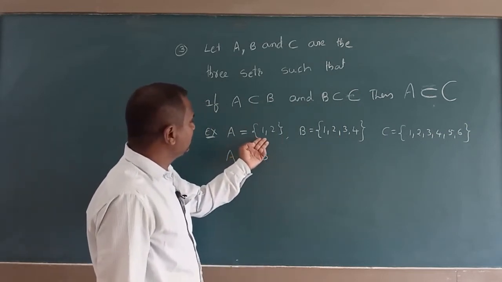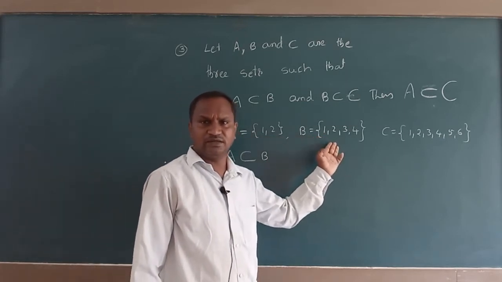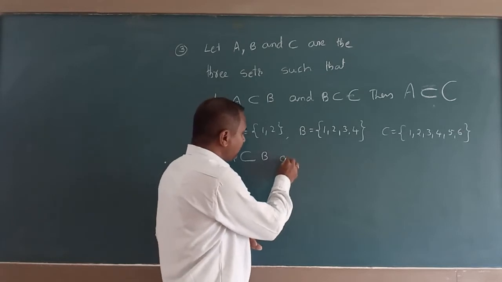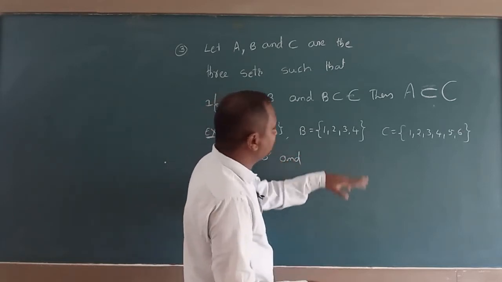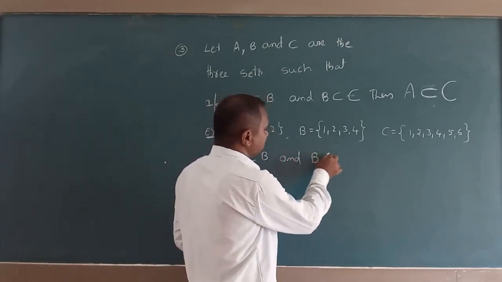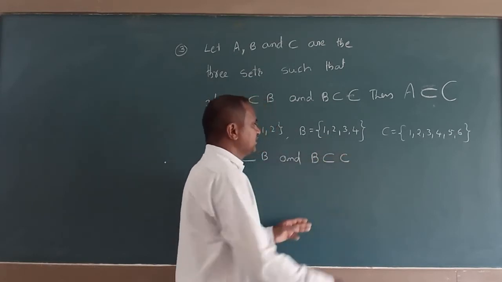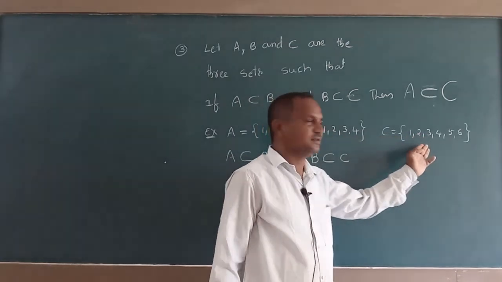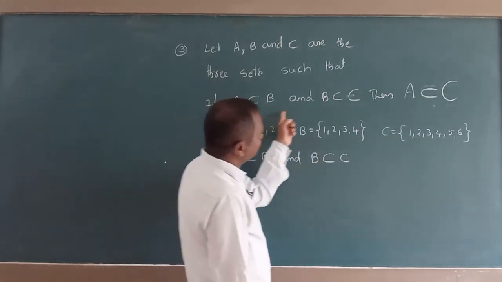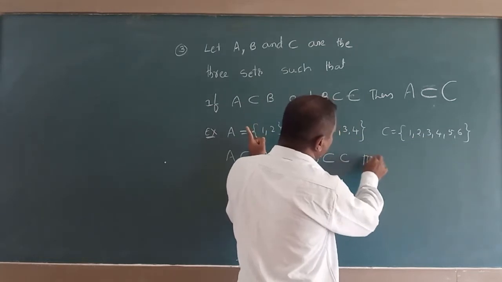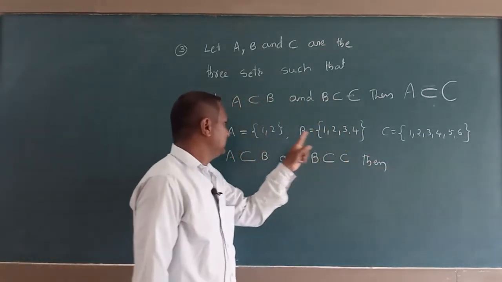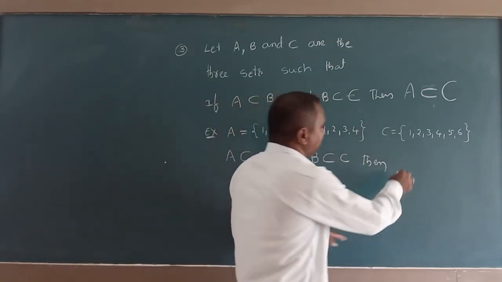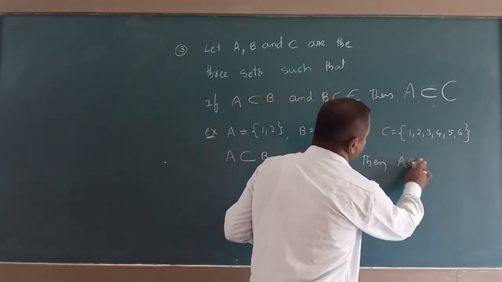Because every element of A is the element of set B, that's why we can write A is subset of B. And definitely set B is the subset of C also, because every element of set B is the element of set C. Then if you compare set A to set C, every element of set A is the element of C. That's why we can write A is subset of C also here.